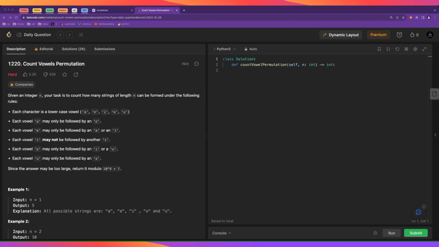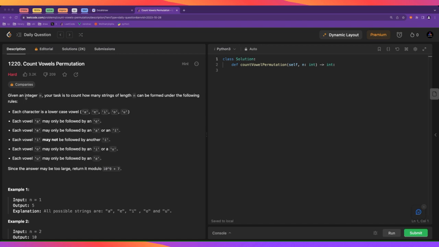Today we're going to be solving a daily from a couple of days back. I shared the link, it's pinned, and it's called Count Vowels Permutation. It's a hard one, so bear with me.